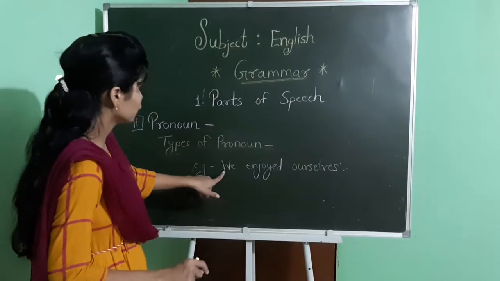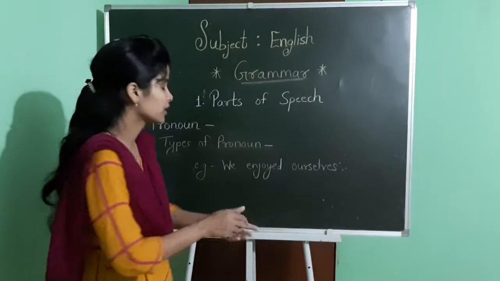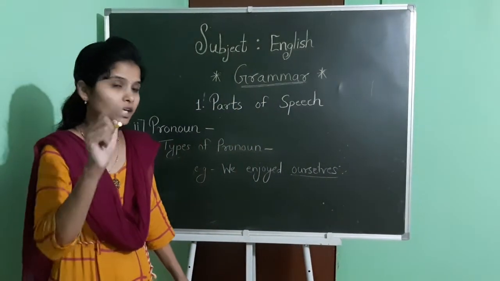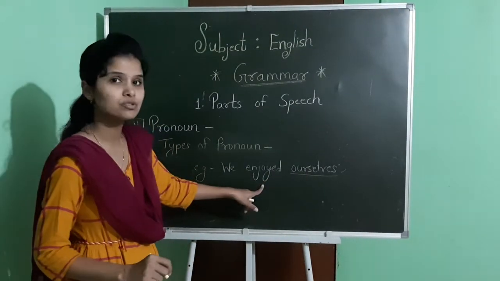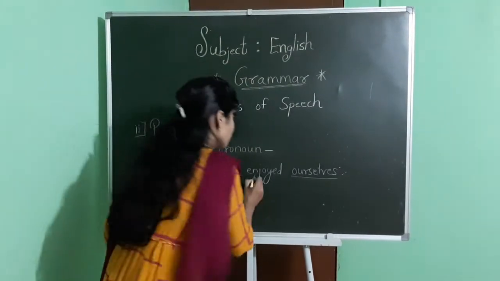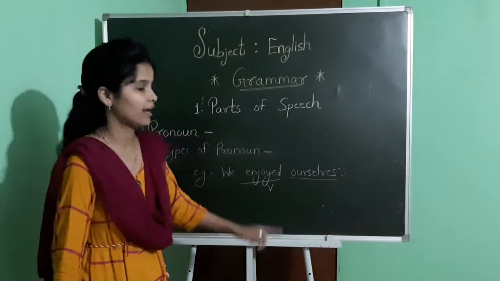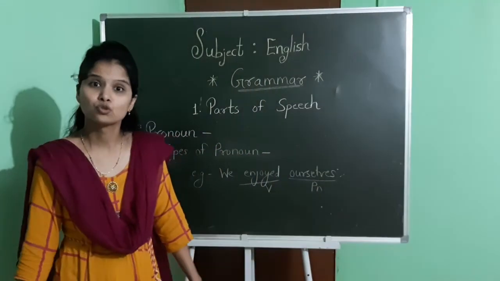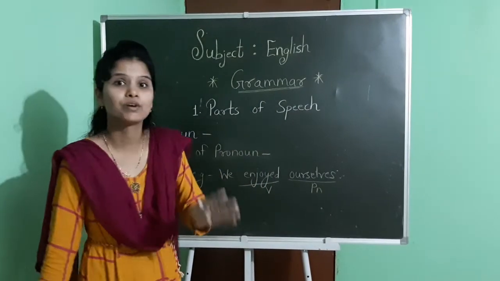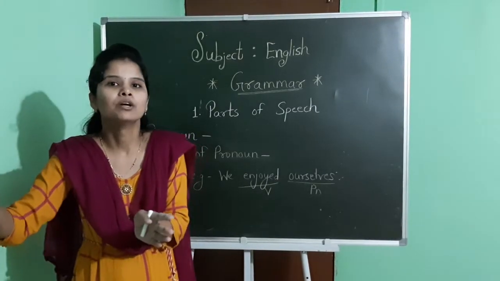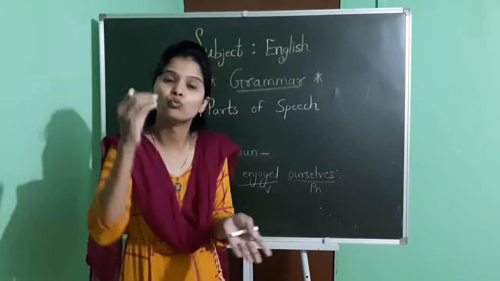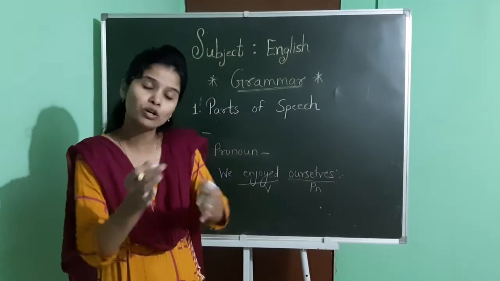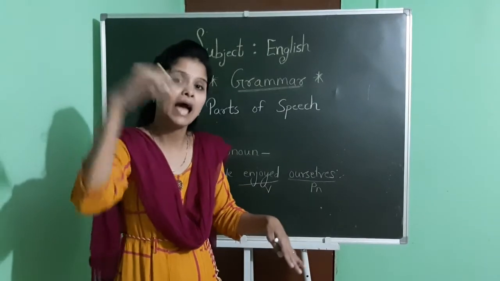See here, we enjoyed ourselves. Here the reflexive pronoun is ourselves. But the thing to remember is, after what is it used? After enjoyed. Enjoyed is the verb, and after that only we have written ourselves. So you have to remember that reflexive pronouns always come after the verb. Because in reflexive pronouns, the verb is important, the action is important. Why? Because it shows that the action only reflects upon the subject. So that reflection of action is important.